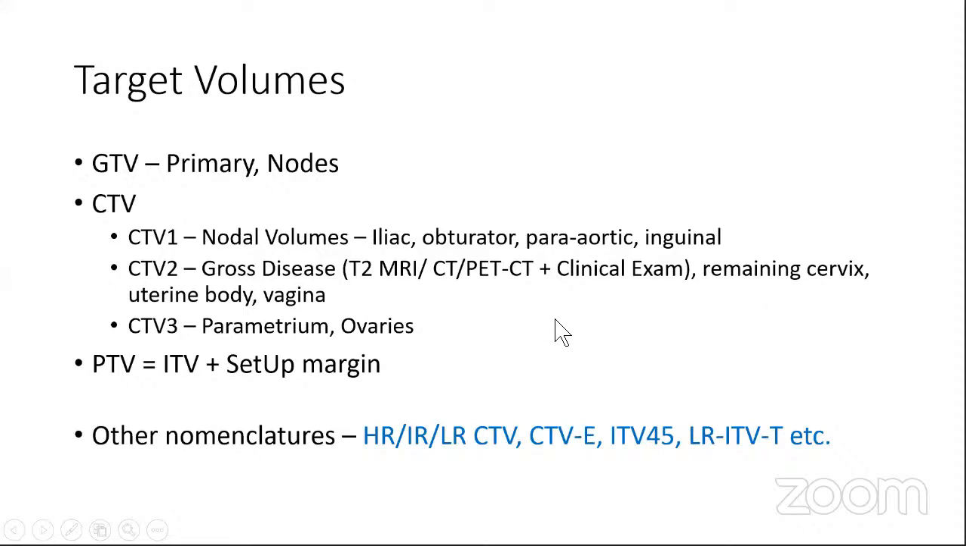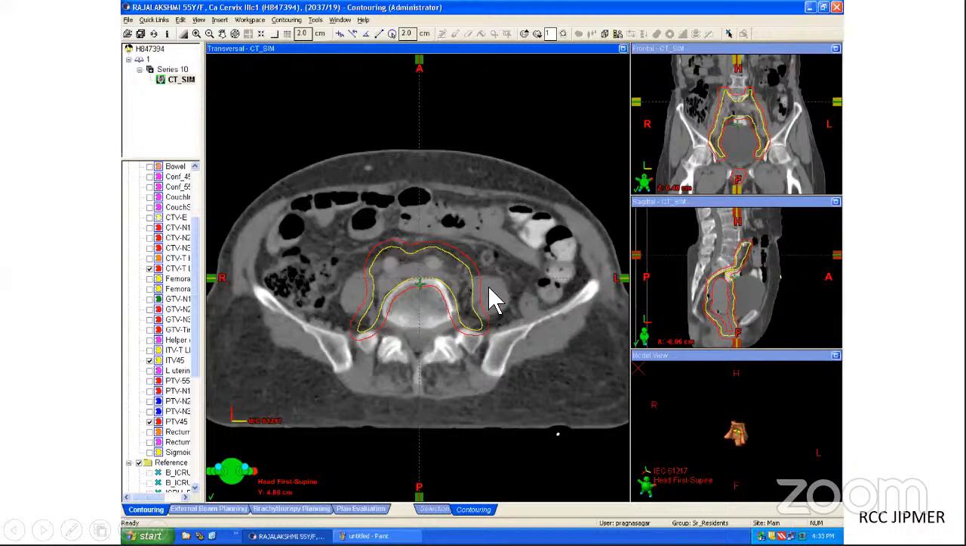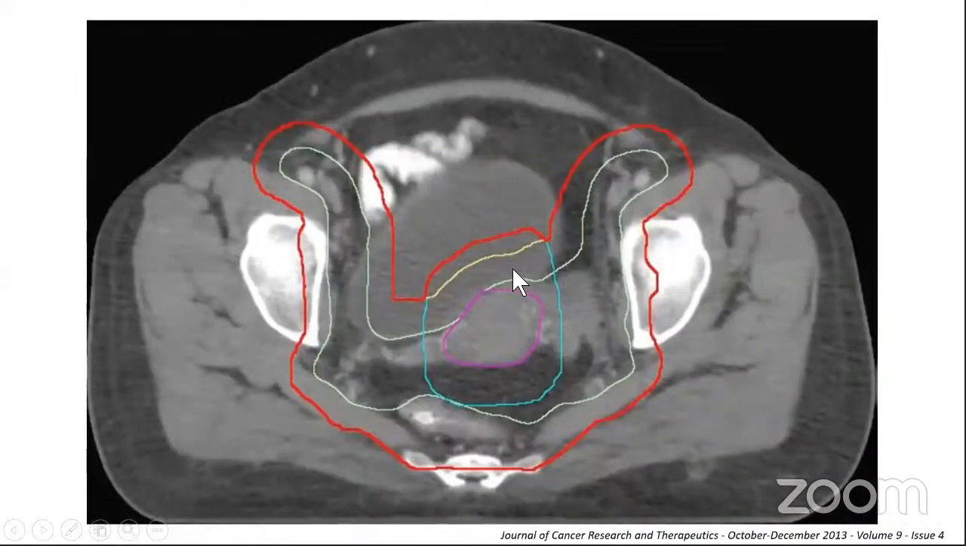Let me go to some more slides and show you what we can do. Let me just go, I'll explain this again. Let me come to this slice. Yeah, fine. So obviously the central one, the smallest circle, comprises the primary tumor, and the next circle comprises the CTV margin given for the primary tumor, which is 1 centimeter all around the GTV. This is going to be the CTV for the primary tumor.